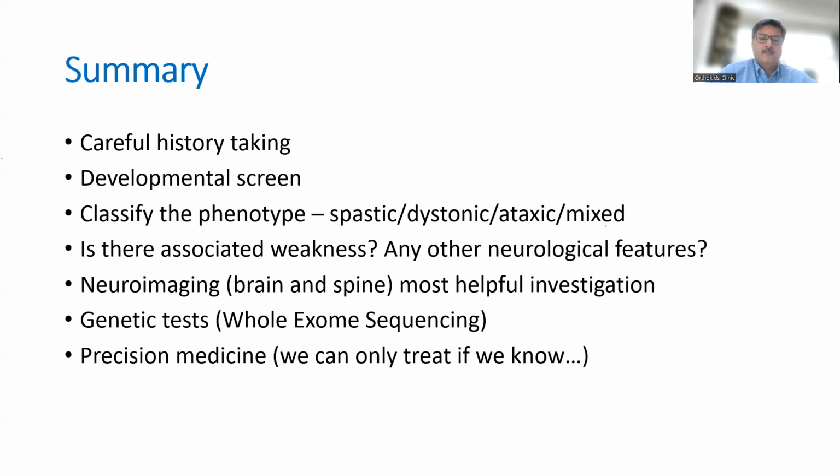But we are in the era of precision medicine, so we can only treat if we know what the condition is. You've seen some disorders like dopa-responsive dystonia and Wilson's, where once we know the condition, they have remarkably good outcomes. So always think about, could this not be CP? If it's not fitting the classical phenotype, if there's no significant MRI changes, then we are here to collaboratively work and come to a conclusive diagnosis.